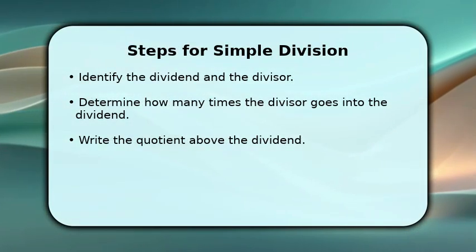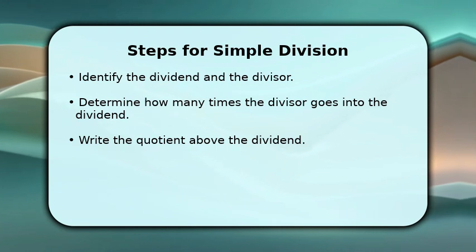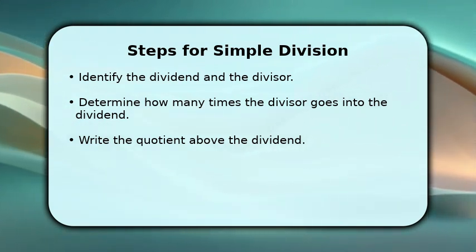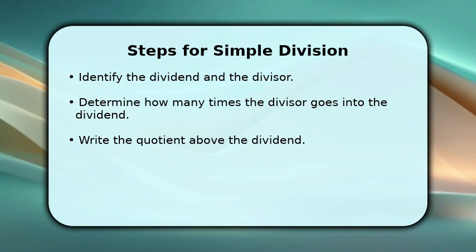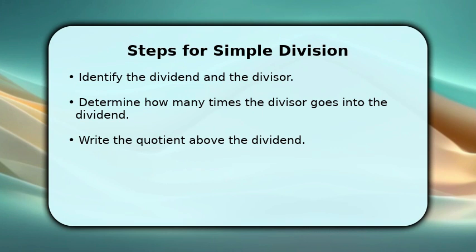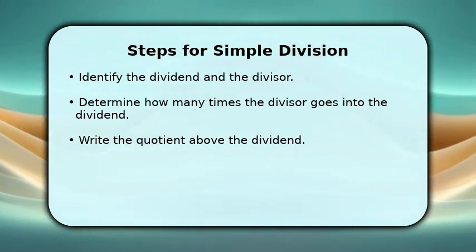When performing simple division, you start by identifying the total amount you're dividing, called the dividend, and the number of groups you're dividing it into, known as the divisor. Then, you figure out how many times the divisor fits evenly into the dividend. The answer you get from this process is called the quotient.